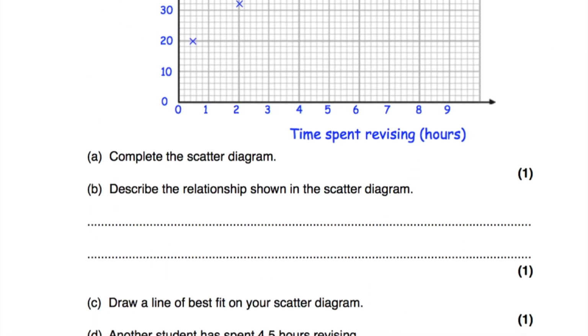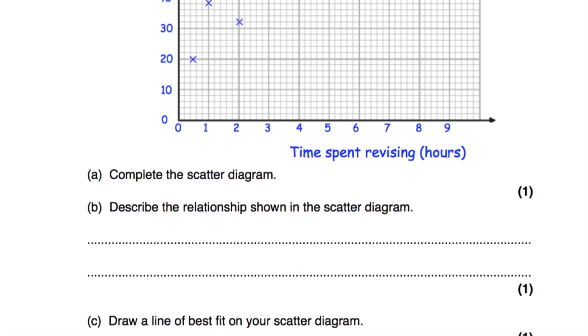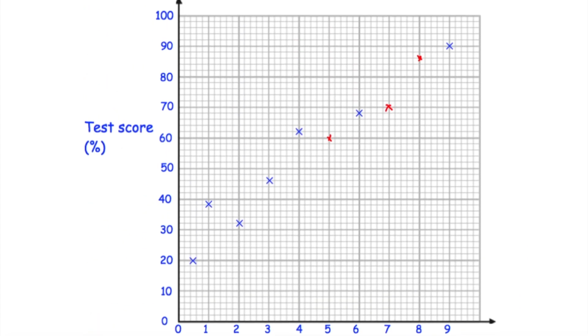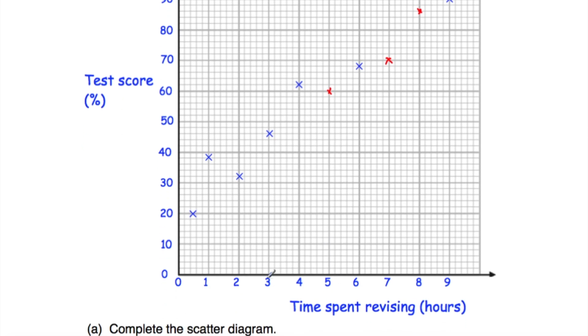That's part A done. Part B says describe the relationship shown in the scatter diagram. So we're not just looking for the correlation. So that would be a positive correlation as the hours spent revising goes up. So as the time spent revising goes up, the test score goes up. But we've been asked to describe it. So I'm just going to describe that in words.